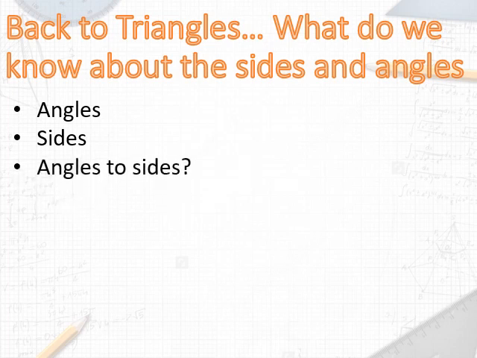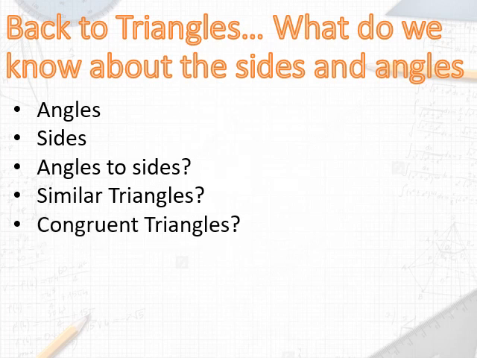Relationships of angles to sides, we talked about that. Bigger side is opposite biggest angle. In similar triangles, we knew that the angles stay congruent, but the sides were all proportional by a scale factor. In congruent triangles, all three angles and all three sides corresponded to congruent sides and angles in another triangle.